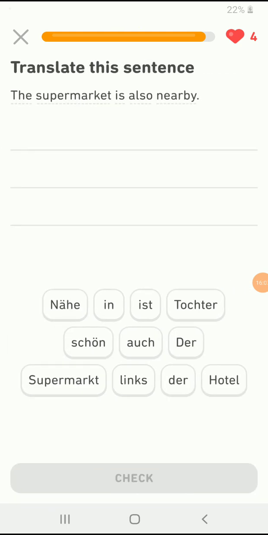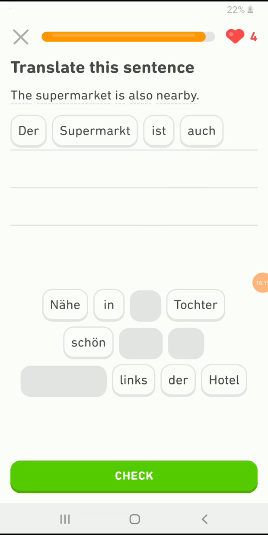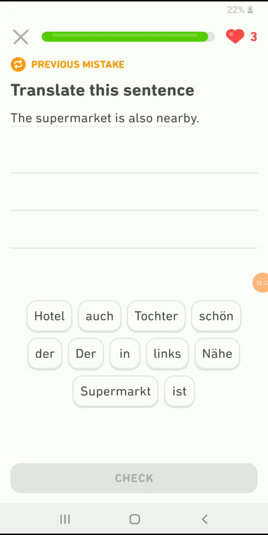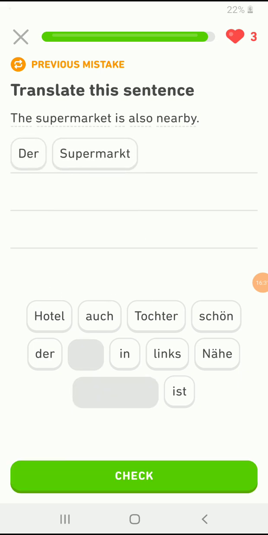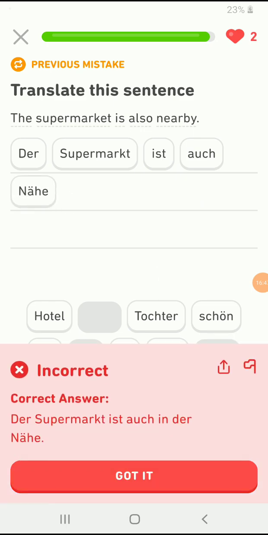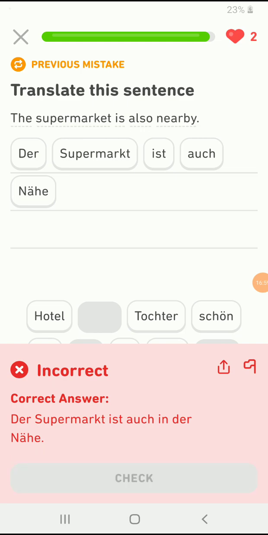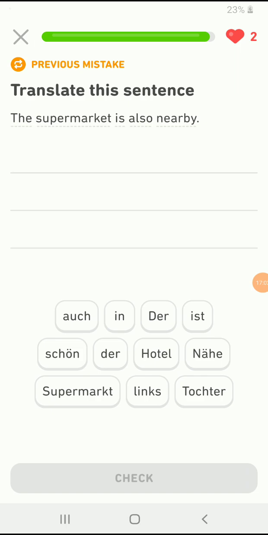The supermarket is also nearby, so der Supermarkt ist auch näher. Oi, what happened here? There was something. What did I do? Der Supermarkt ist auch näher. That's what I did. It was not correct. So this is how you have to say it. Der Supermarkt ist auch in der Nähe. The expression is in the near. So remember it, it's not near, it's in the near.